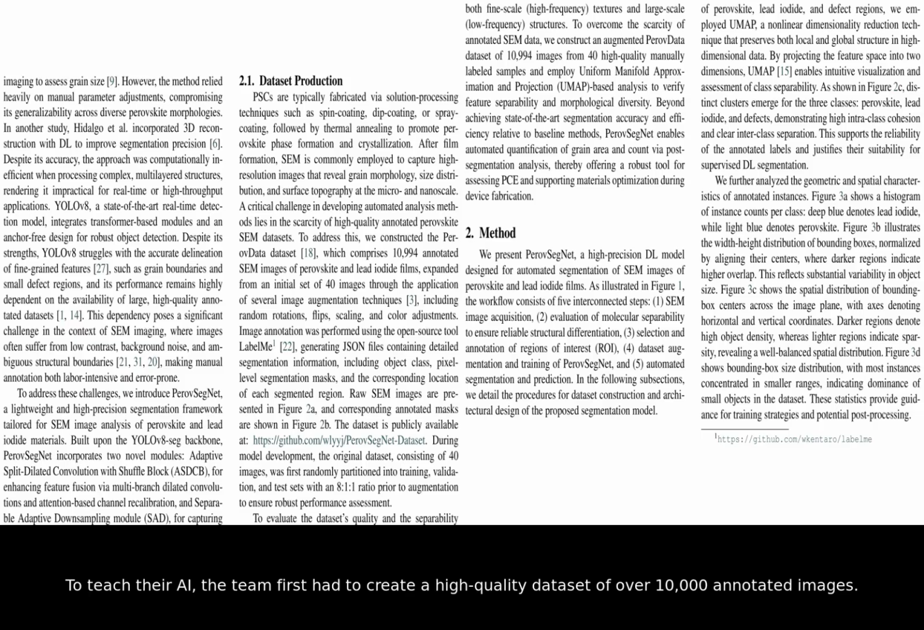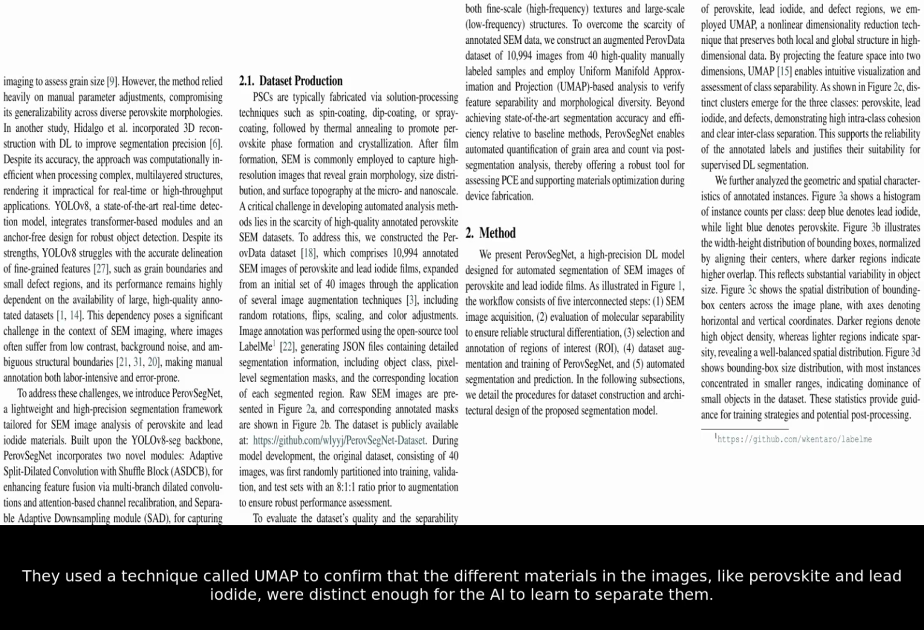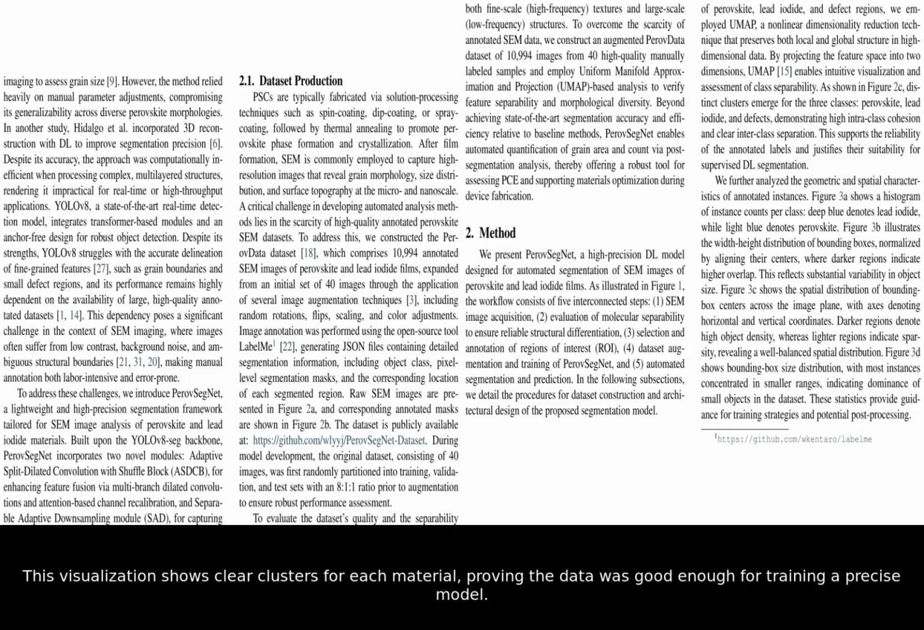To teach their AI, the team first had to create a high-quality dataset of over 10,000 annotated images. They used a technique called UMAP to confirm that the different materials in the images, like perovskite and lead iodide, were distinct enough for the AI to learn to separate them. This visualization shows clear clusters for each material, proving the data was good enough for training a precise model.